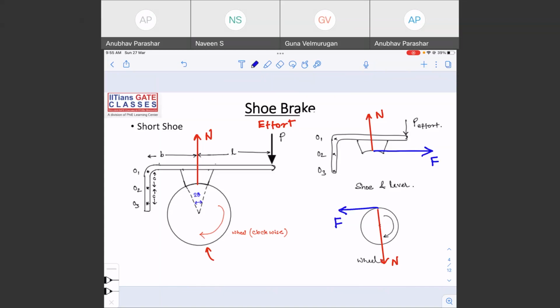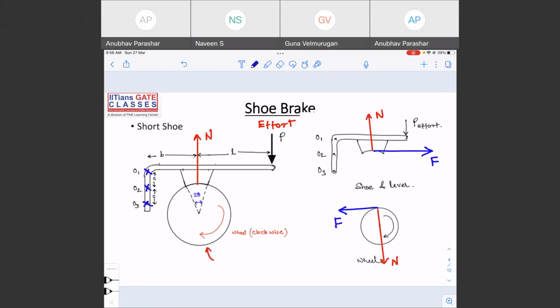It means I have drawn it in the same figure, but it will be hinged either at O1 or at O2 or at O3. I'm saying "or", right? I'm not using the term "and". It will not be hinged simultaneously at more than one position, but it might be hinged at O1, it might be hinged at O2, it might be hinged at O3, right? So these are the three types of questions that you might have.